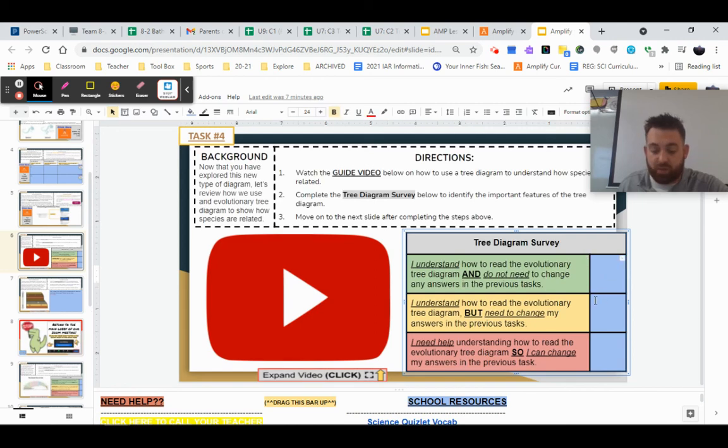If the answer is no, you'll put your X there. If you know how to read it but had to make a few changes, you'll put your X there. And if you're confused on how to read it still and you don't know how to make changes, put your X there and reach out to me. At this point, let me know if you guys have any questions, and good luck reviewing your answers.